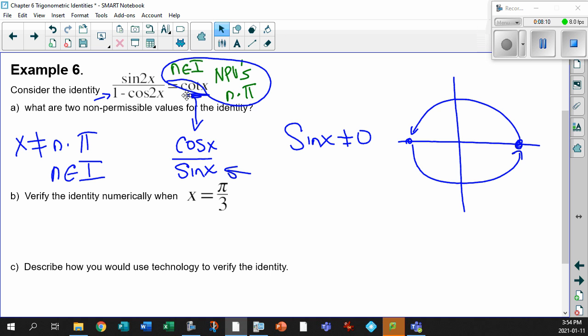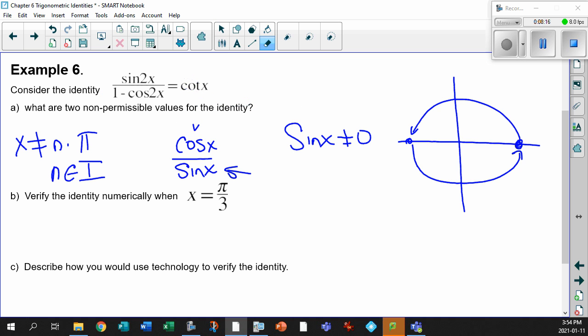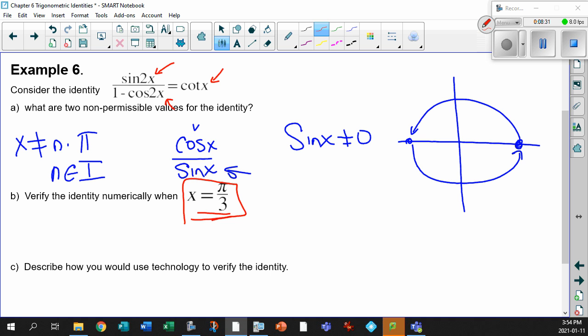All right, now I want to verify something. I've told you that this guy up here is in fact an identity. All right, so I want to verify this identity numerically using pi over 3. Well, that's actually pretty easy to figure out. All you have to do is substitute in pi over 3 here, here, and here. Okay, so let's do this.